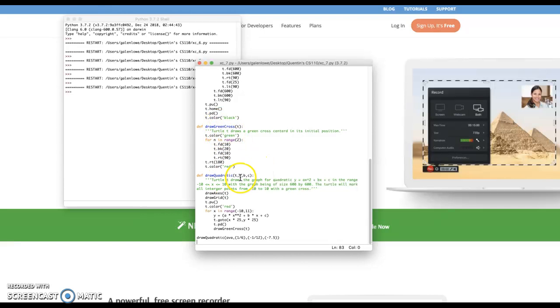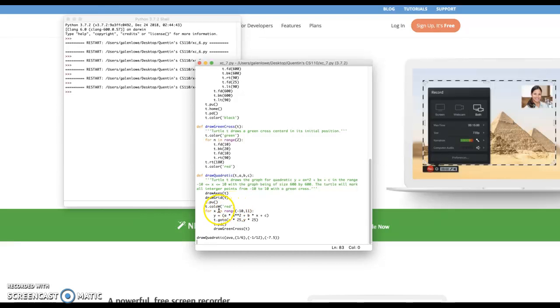So for draw quadratic, the parameters A, B, and C are used with T for the turtle. And A, B, and C are the parts of the quadratic equation y equals ax squared plus bx plus c. So first the axes and the grid are drawn, and since both axes start and end at the center, the turtle still draws the grid from the origin. Then the turtle's pen is pulled up, and the turtle's colors change to red so that this line is drawn in red.